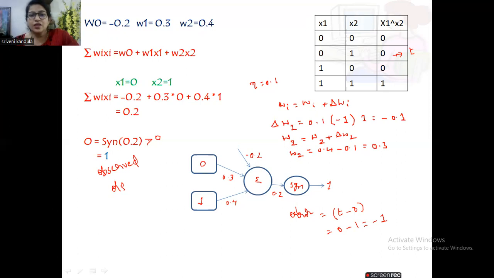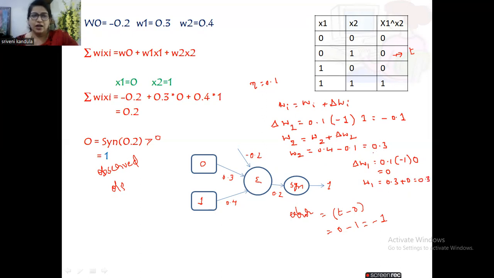Now with this new set of inputs, if you want, you can also try with W1. If you want to try with W1, delta W1 will be 0.1 multiplied with minus 1. Input value xi is 0, so this value will become 0. Then there will be no change in the W1. So W1 is 0.3 plus 0, so no change. W1 remains the same. W2 is modified as 0.3.